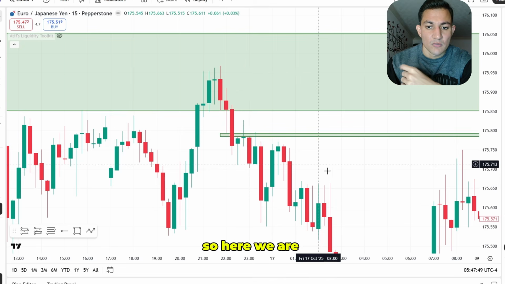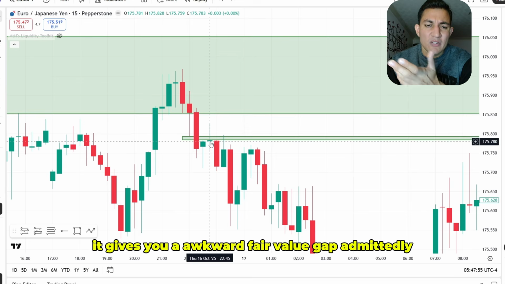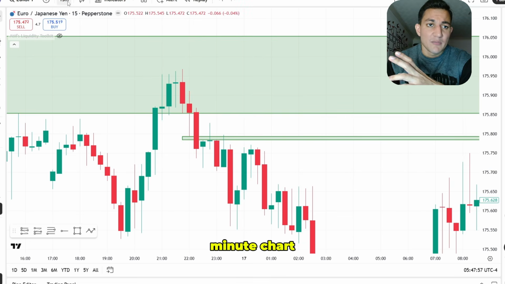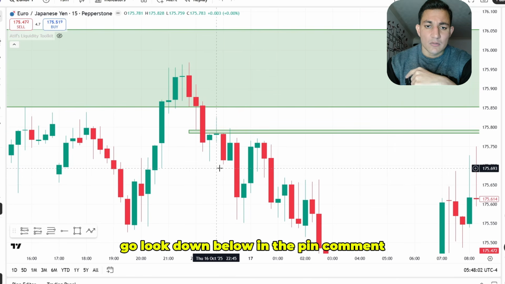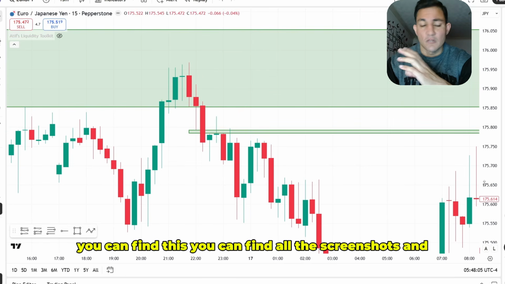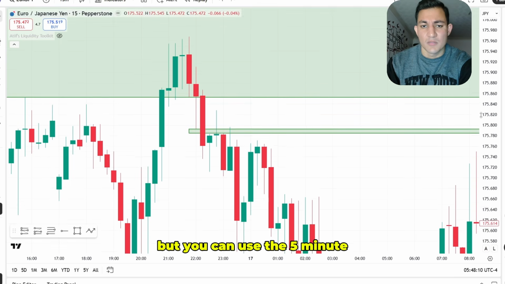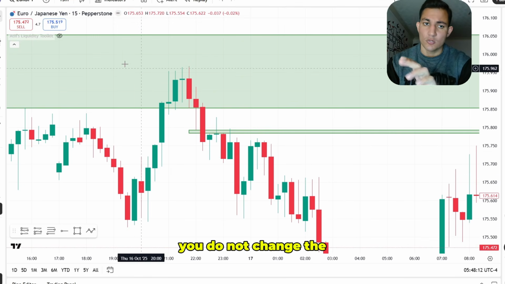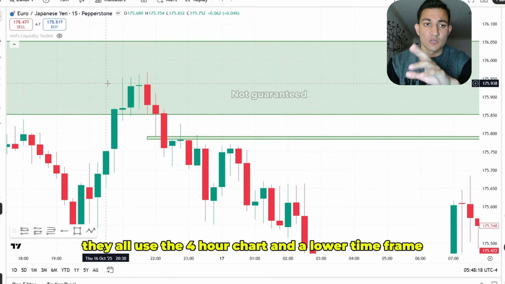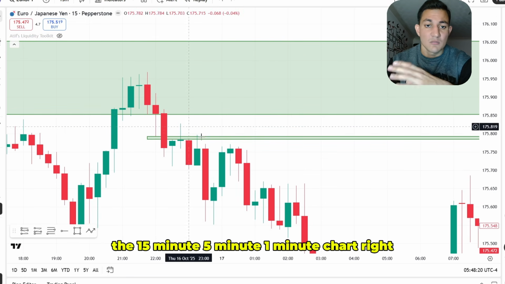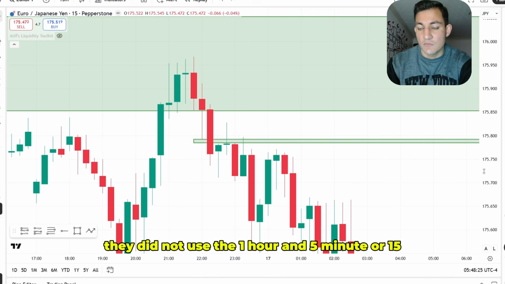This is realistic trading. So here we are, price hits the 4-hour fair value gap, it shoots off, and it gives you an awkward fair value gap, admittedly. If you want to get on the 5-minute chart and start looking for a new fair value gap, absolutely go for it. And if you haven't got the PDF, go look down below in the pinned comment. You can find all the screenshots there. It's on the 15-minute chart just for simplicity, but you can use the 5-minute. As long as you use the 4-hour chart, you do not change the 4-hour chart to the 1-hour chart, because this will not work. All those traders you saw at the beginning used the 4-hour chart and a lower time frame, the 15-minute, 5-minute, or 1-minute chart. They did not use the 1 hour with the 5-minute or 15-minute chart.